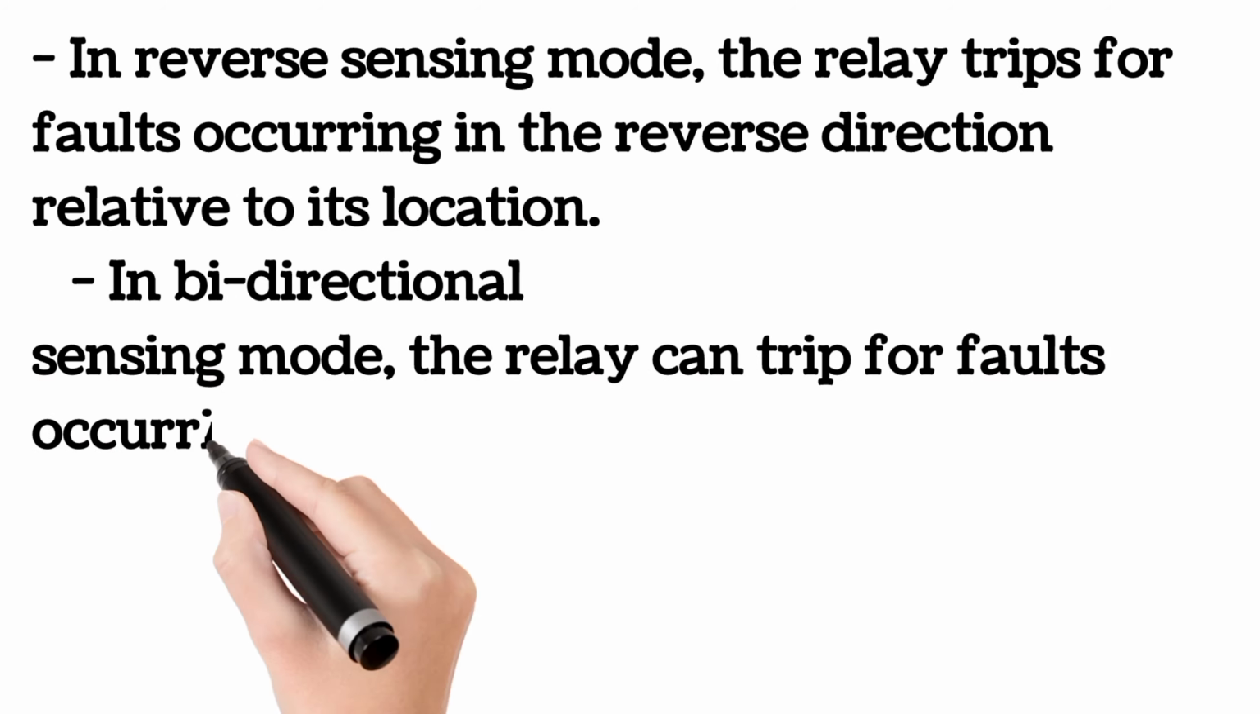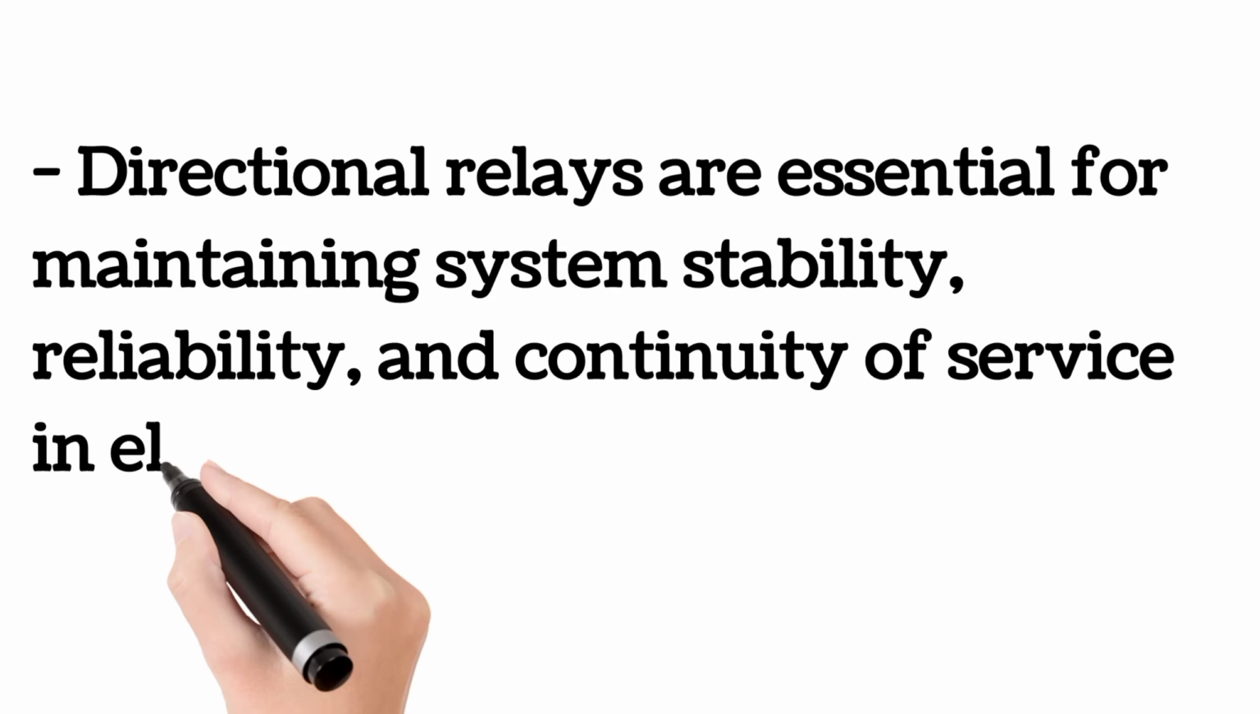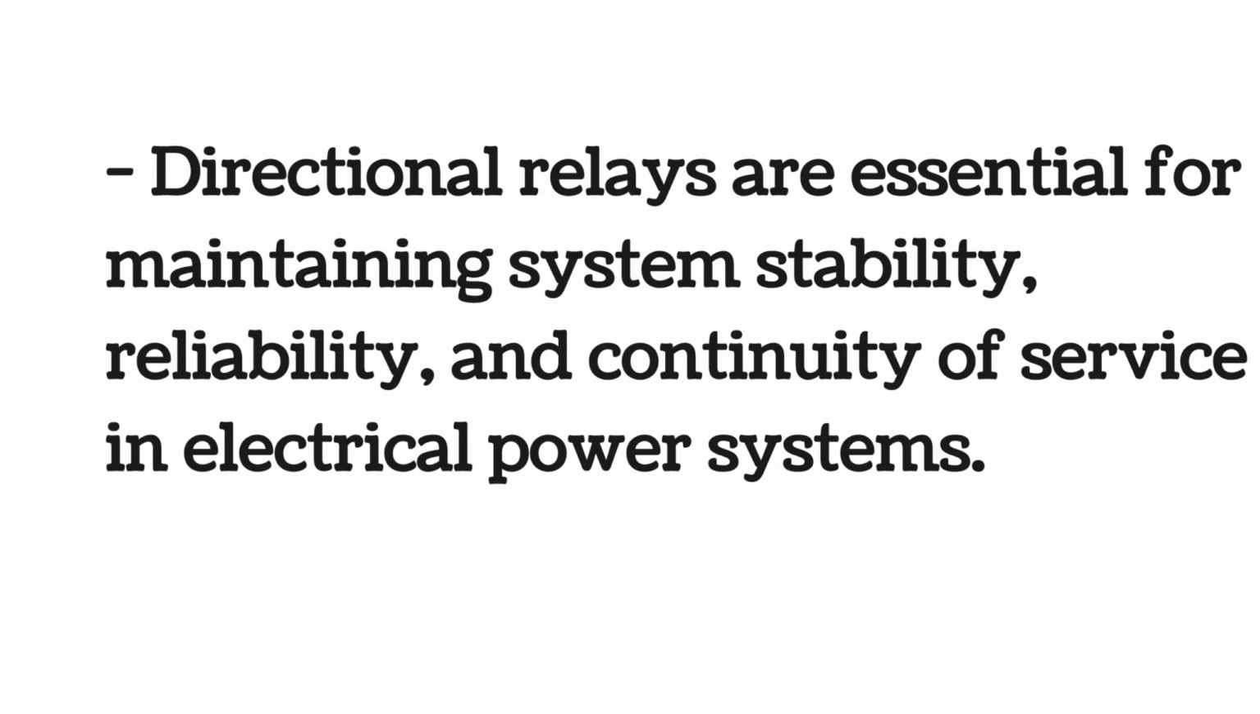5. Applications. Directional relays are commonly used in transmission lines, distribution feeders, busbars, and interconnections between power systems. They provide selective protection against faults, allowing for rapid isolation of faulted sections and minimizing the impact on the rest of the system. Directional relays are essential for maintaining system stability, reliability, and continuity of service in electrical power systems.